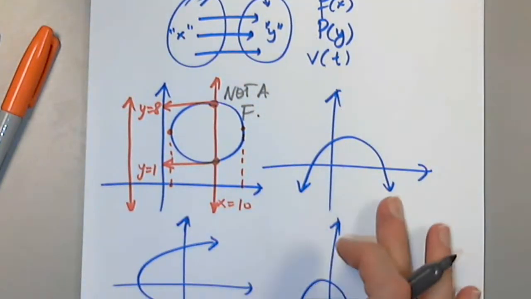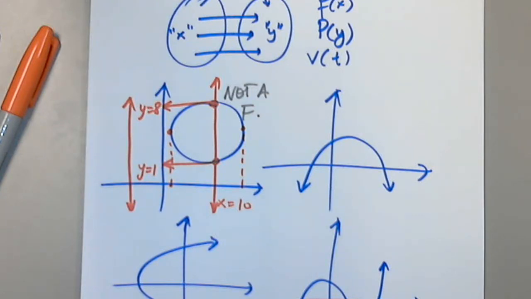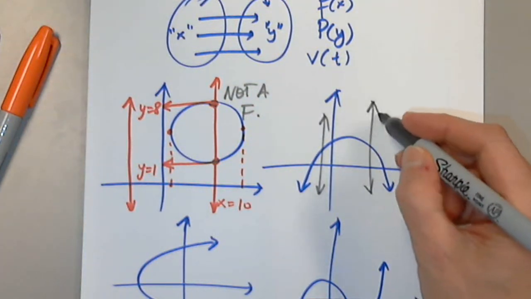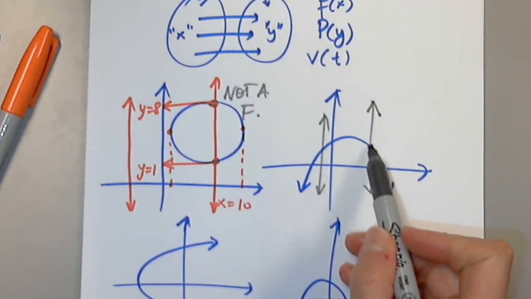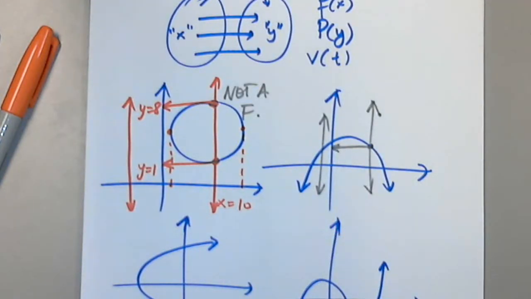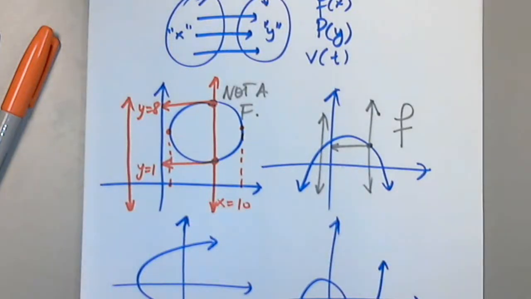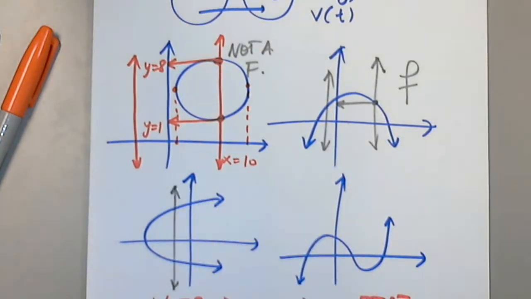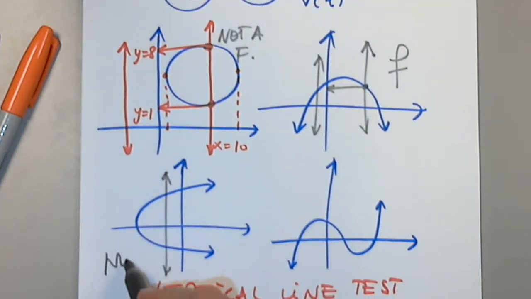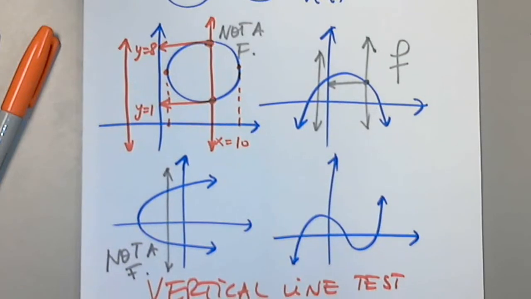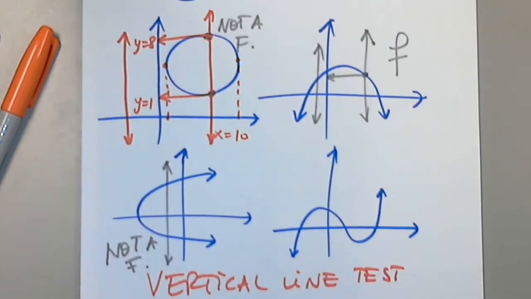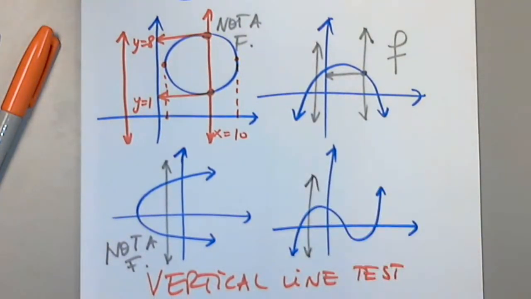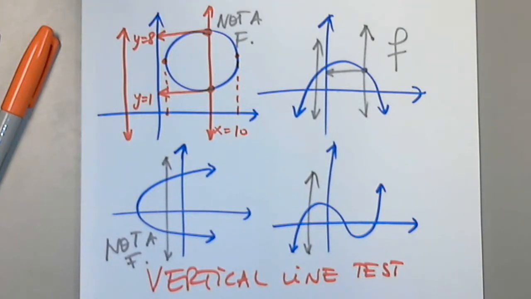Good, what about this? By the vertical line test, because no matter where you cross it, it only crosses it once. Exactly. So this is indeed a function. What about this? No. By the vertical line test, this is not a function. And what about this? Yes. By the vertical line test, yes.